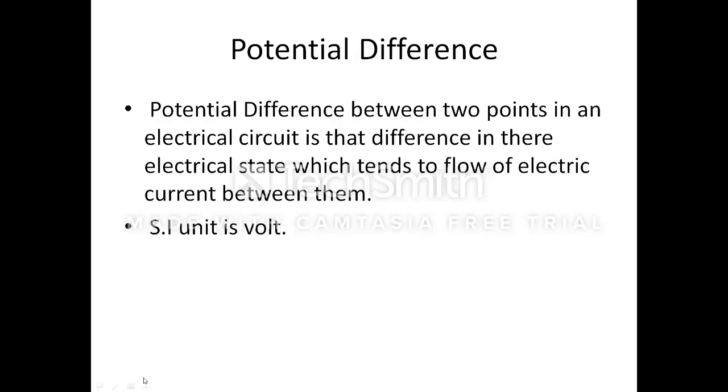Now next topic is what is potential difference? Potential difference between 2 points in an electrical circuit is the difference in their electrical state which tends to flow of electric current between them. Potential difference is the difference between the 2 points, that is VA and VB, where VA denotes higher potential and VB denotes lower potential. And the SI unit of potential difference is volt.